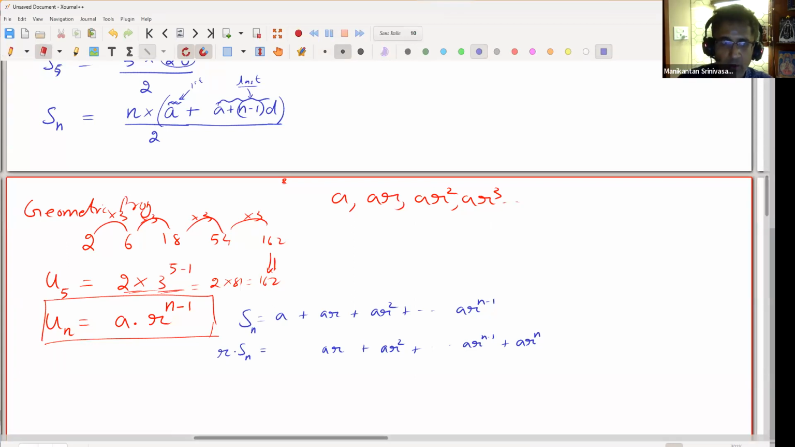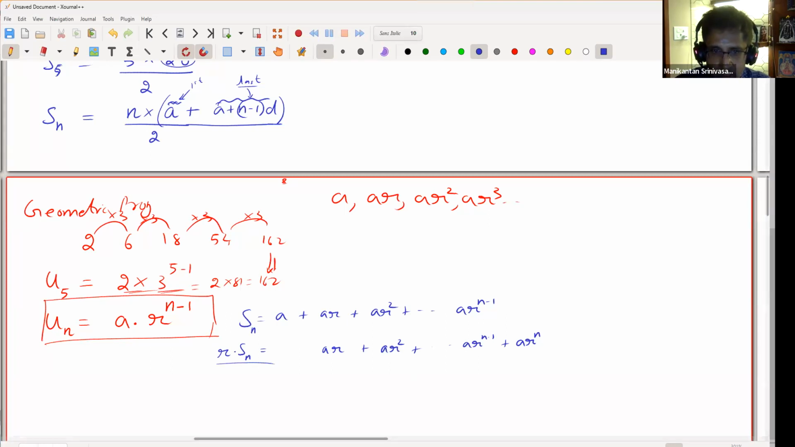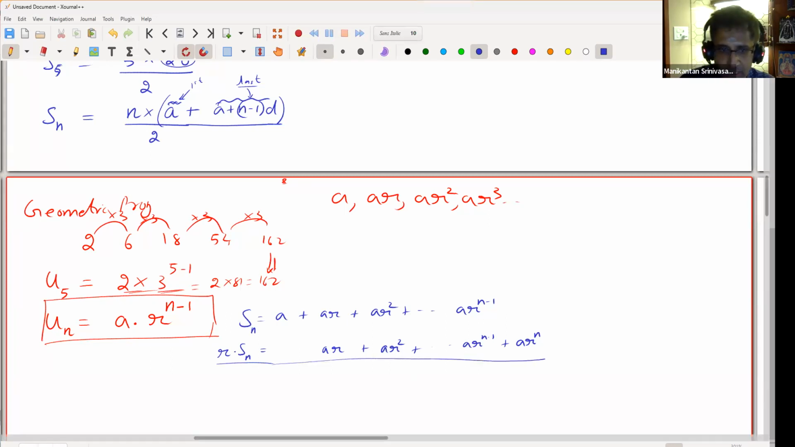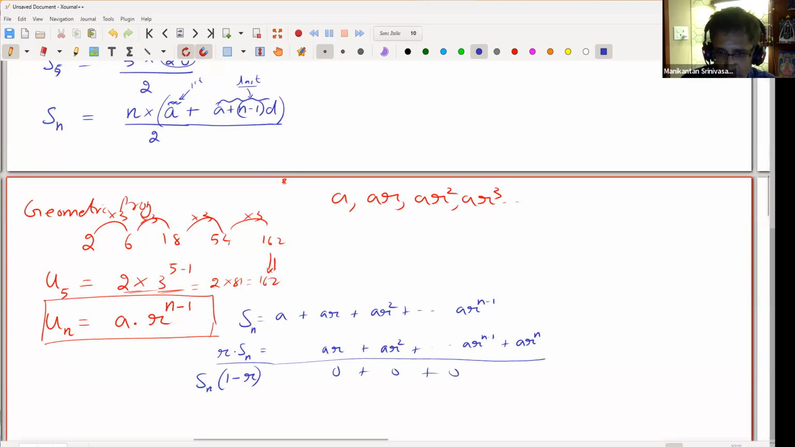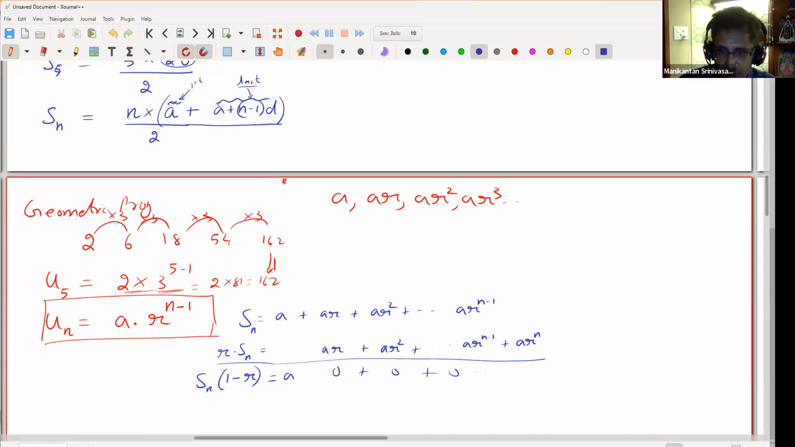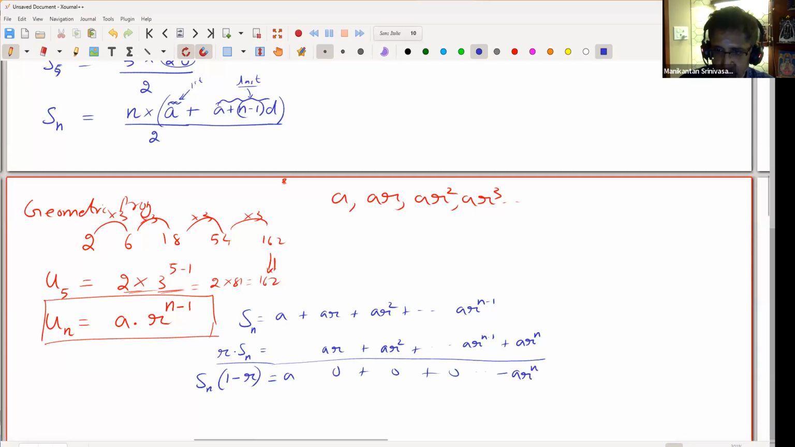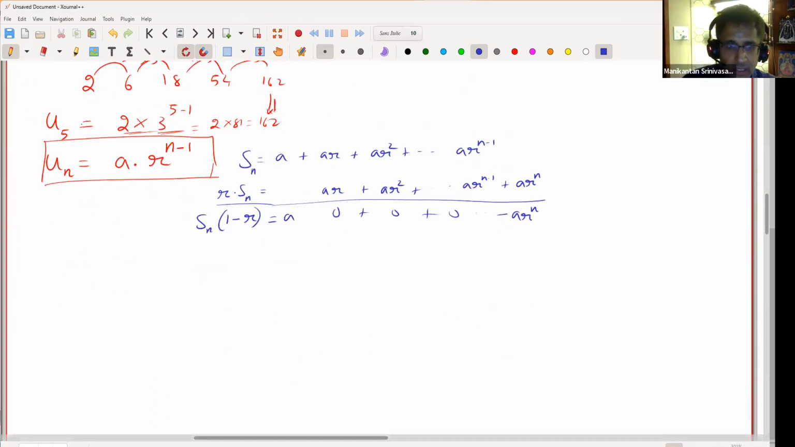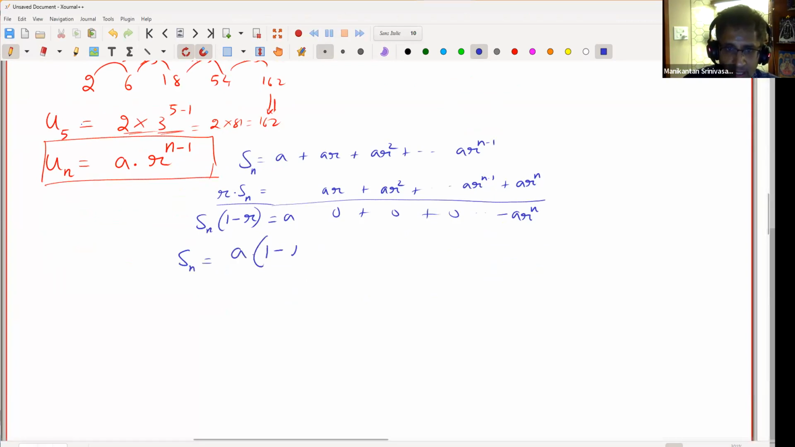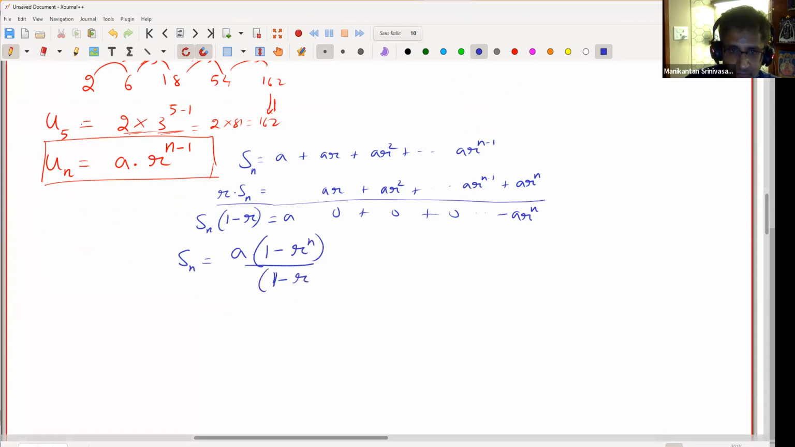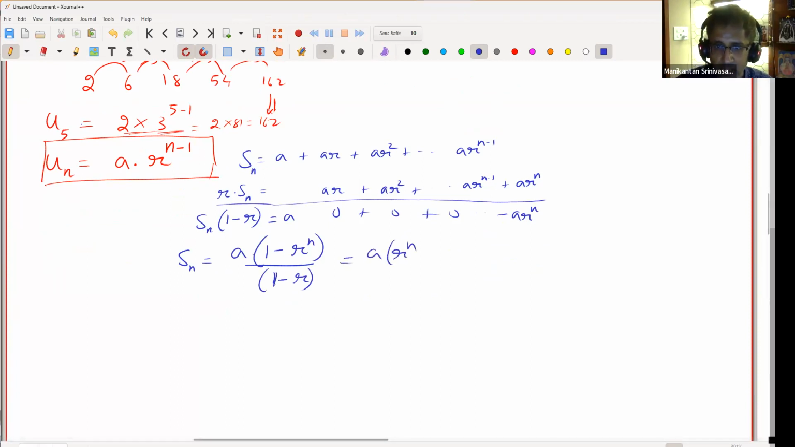Right? Now you can guess what I'm going to do. I'm just going to subtract. It's like a telescopic cancellation, right? So if I do Sn times 1 minus r, then all the terms will cancel off, 0, 0, 0, 0, except the very first will prevail and the very last will prevail with a minus sign here, right? And therefore, in conclusion, what do I have Sn as? I have Sn as a times 1 minus r power n upon 1 minus r. Alternatively, I can write it as a times r power n minus 1 upon r minus 1.